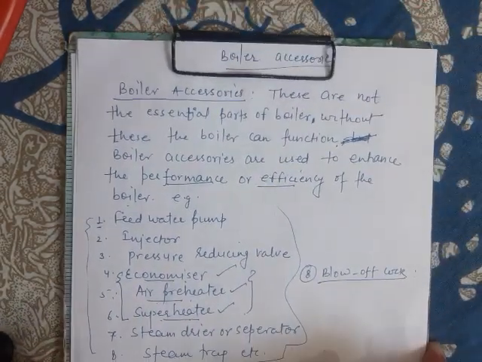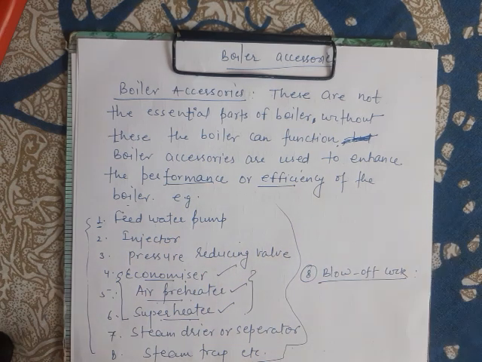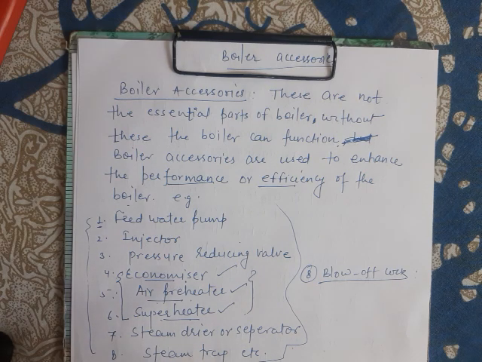Now another important term is the boiler accessories. Boiler accessories are not the essential parts of the boiler. Without boiler accessories, a boiler can function. Please note, mountings are the essential parts of the boiler. Without mountings, the boiler cannot function. But boiler accessories are not the essential parts of the boiler. Without boiler accessories, the boiler can operate and can deliver the steam.